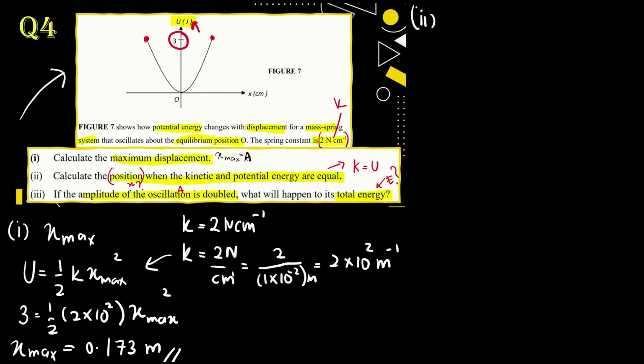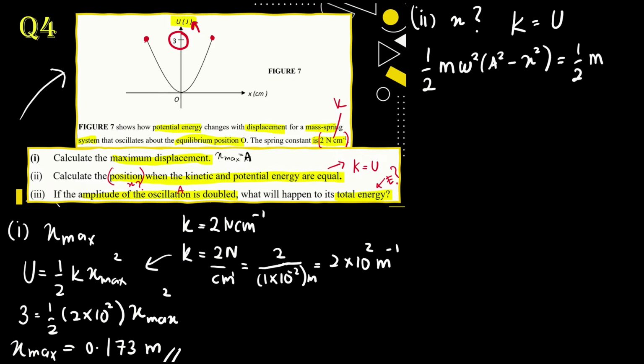So just now we have read the question. We want to get x, the position, when our kinetic energy is equal to potential energy. So we substitute the equation for kinetic energy, half m omega squared times a squared minus x squared, which is equal to half m omega squared x squared. Just now we used K here, so it is actually the same: m omega squared is equal to K.